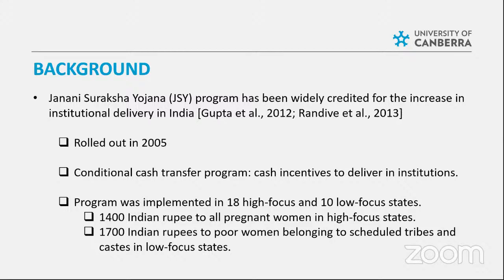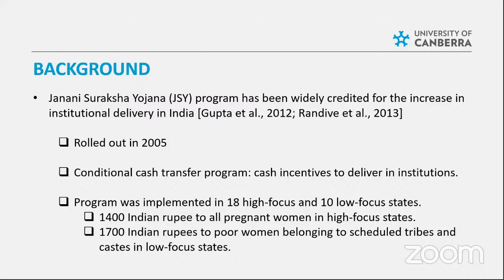all pregnant women in high focus states were eligible to receive 1,400 rupees upon delivery, upon giving birth, whereas in low focus states, the program focused on poor women belonging to marginalized groups, the scheduled tribes and scheduled castes, and they were eligible to receive 1,700 Indian rupees upon giving birth. The scheduled tribes and scheduled castes are marginalized groups in India.